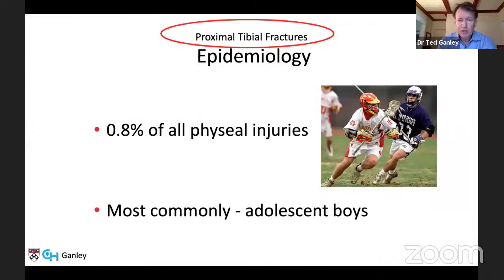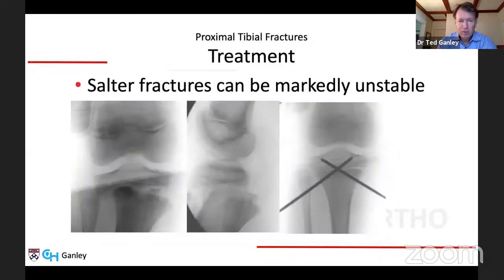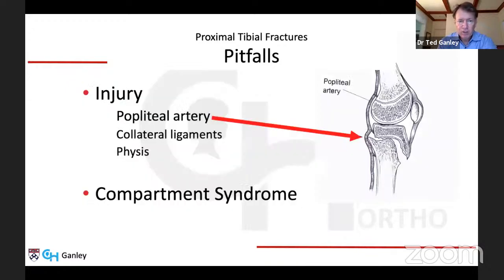Proximal tibia fractures, a very small percentage, 0.8% of all physeal injuries, most commonly adolescent boys. Same principles and rules as the distal femur. Salter fractures can be markedly unstable. Even those that appear to be Salter 1 fractures can be unstable. Be aware again of potential injury to the popliteal artery, collateral ligaments in the physis, and the issues of compartment syndrome.